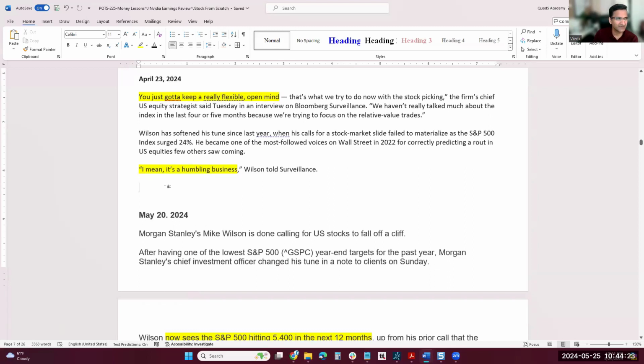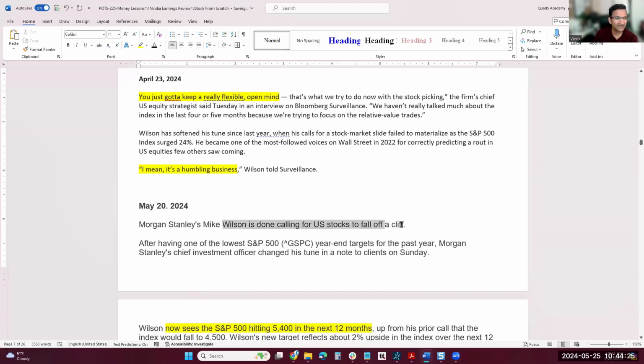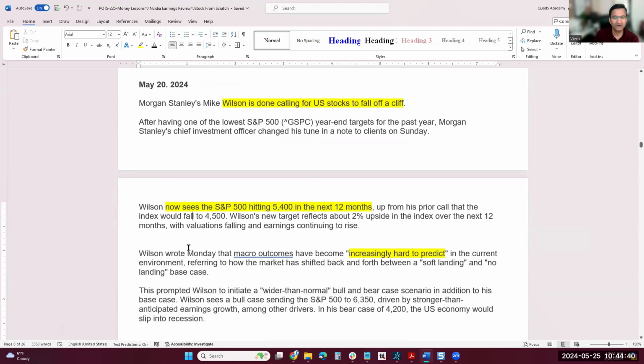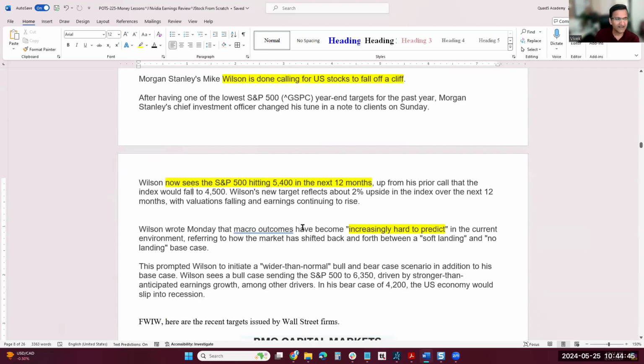Now in May, this week, looks like he's done with his bearish thesis. Now he has raised his target price to 5,400 in 12 months. So now he says by June next year, the stock could go up to 5,400. He also wrote that macro outcomes have become increasingly hard to predict in the current economic environment, and how the market has been shifting back and forth between soft landing, no landing, hard landing, and all that stuff.